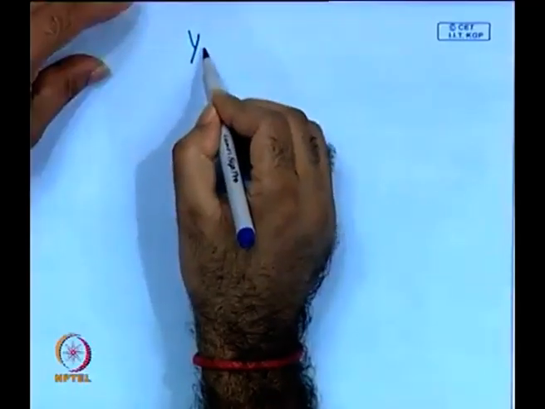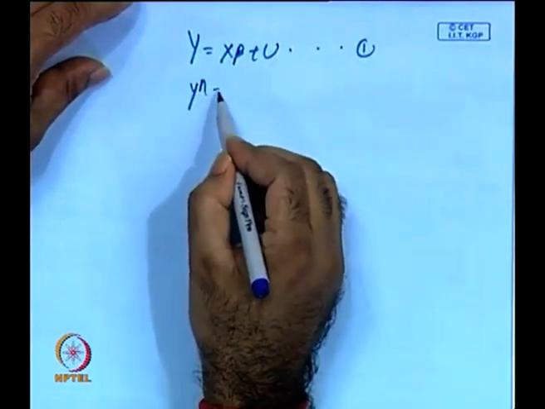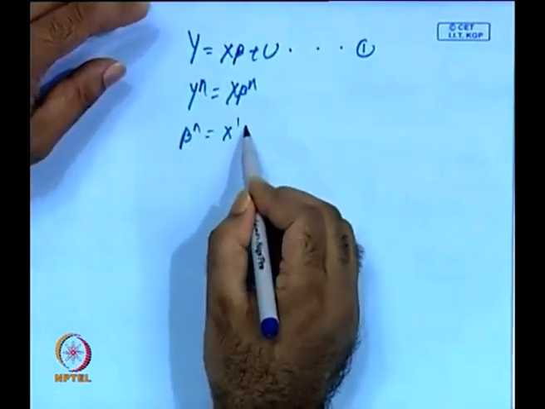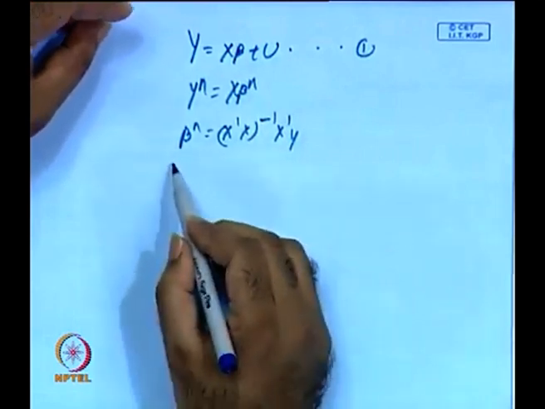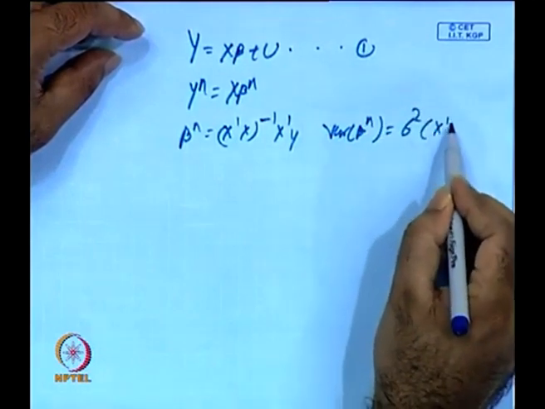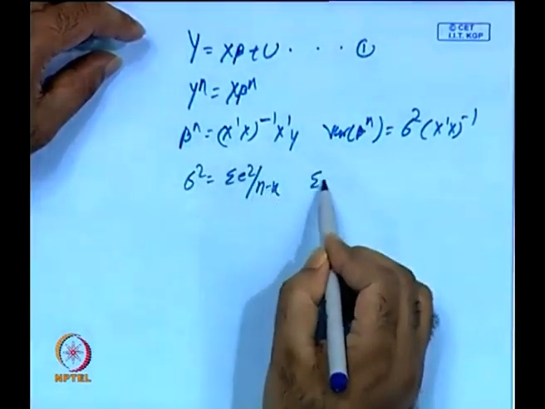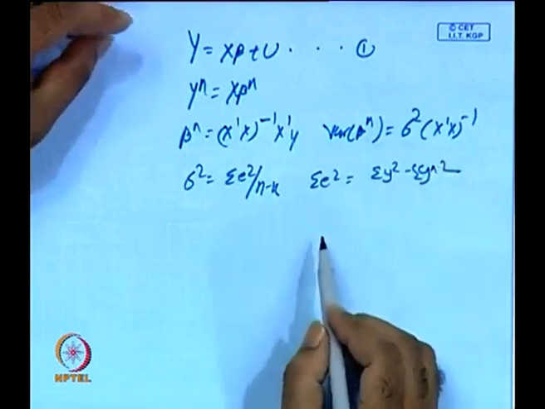So now I will highlight a little how the error terms come into the picture. Briefly, once again I will start here with y equals x beta plus u. This is the initial setup. Ultimately our aim is to get y hat equal to x beta hat. So what is beta hat here? Beta hat equals x transpose x inverse x transpose y. Okay, so this is beta hat, and the variance of beta hat is equal to sigma square x transpose x inverse. Then sigma square equals summation e square by n minus k, and summation e square equals summation y square minus summation y hat squared. Okay, so this is how you have to proceed.